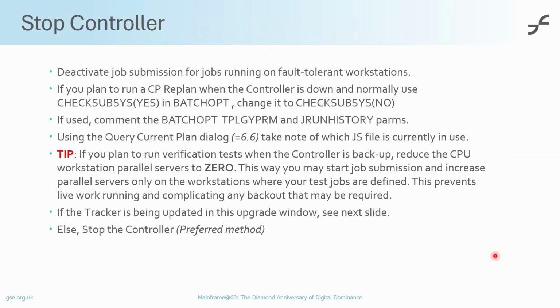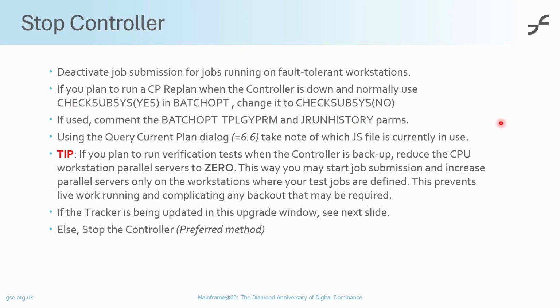So at this point, you have prepared everything so you can stop your controller. You can deactivate the job submission for any jobs running on FTA workstation if you have it. This is an optional step. You might want to run the current plan replan when the controller is down. And if you normally use the check subsystem yes in the batch option, change it to no because, well, obviously the controller will be down. And if you use topology parm and JRun history parameters in the batch option, comment them.